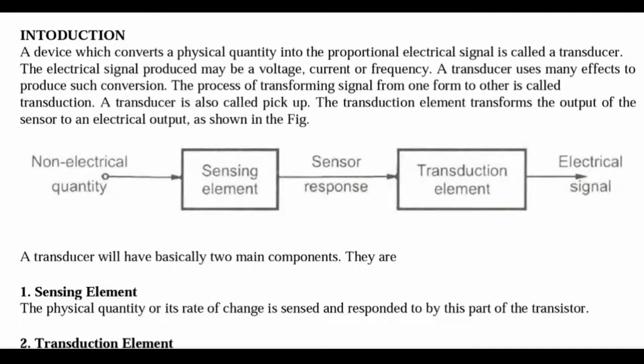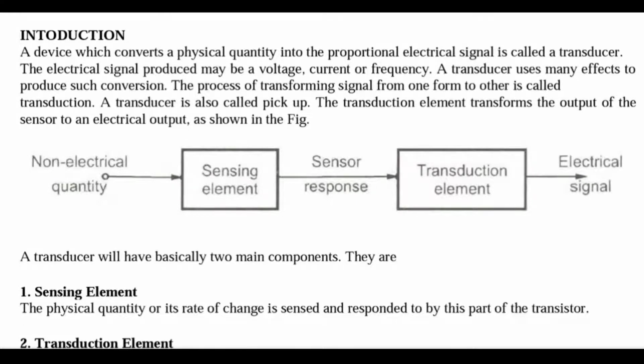The basic block diagram of any transducer is like this. Whatever the non-electrical quantity, that will be converted into an electrical quantity by using the sensing element and transduction element. The process of transforming a signal from one form to another is called transduction. A transducer is also called a pickup. The transduction element transforms the output of the sensor to an electrical output. You can see the basic block diagram of a transducer or pickup.